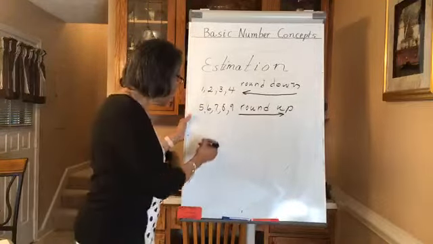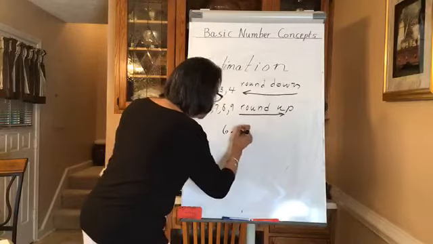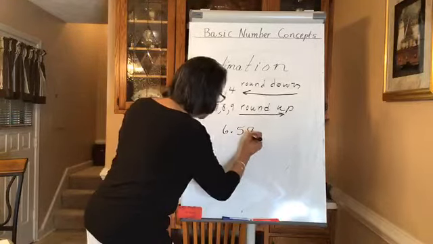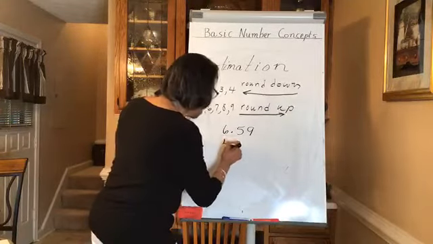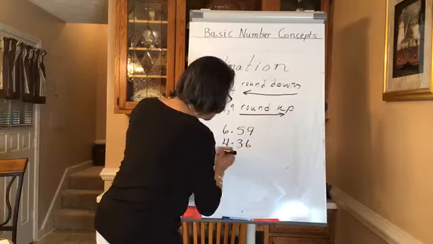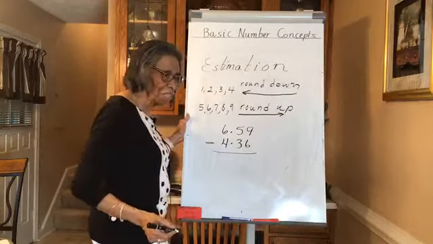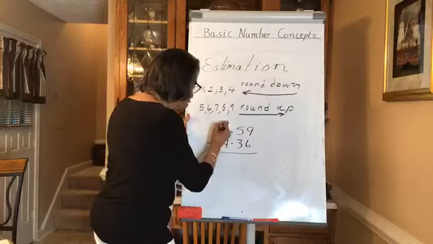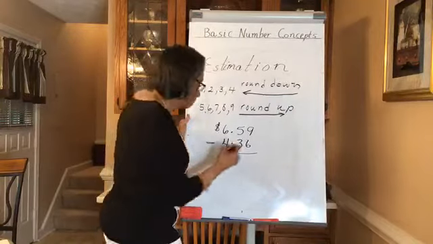All right, something you have $6.59 and something costs $4.36. And you want to see about how much money you're going to have left. I'm going to put the dollar sign here since I said money. And I'm going to estimate.